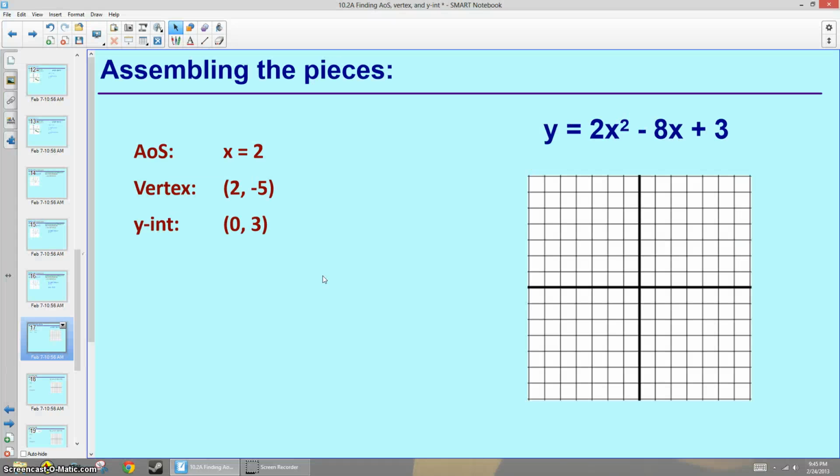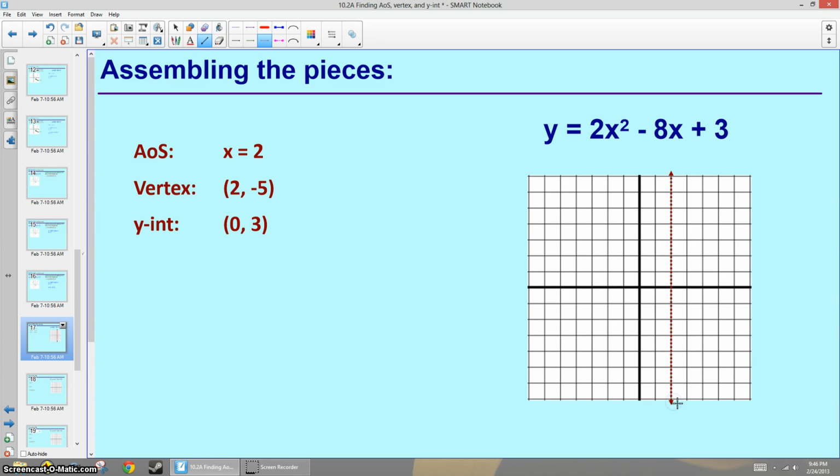Okay, so we've done a lot of work so far. We found an axis of symmetry, a vertex, and a y-intercept. So let's start drawing this stuff. I'm going to grab my line tool here, and the first thing I'm always going to draw in is my axis of symmetry, because I know that that's the middle of my parabola.